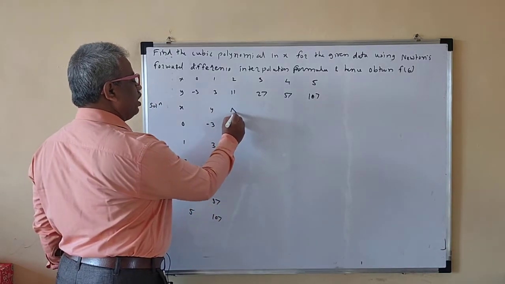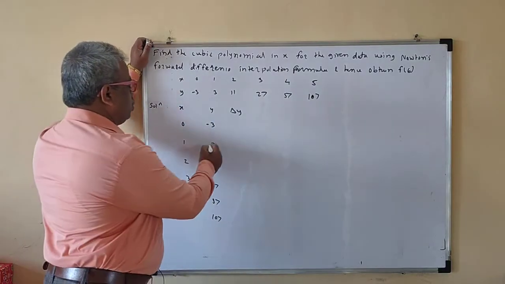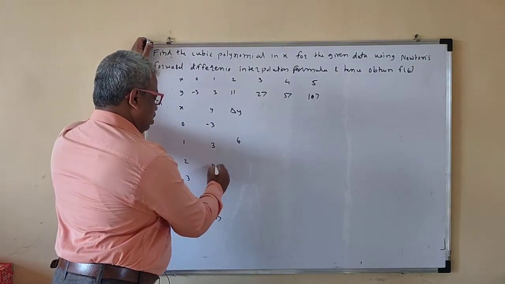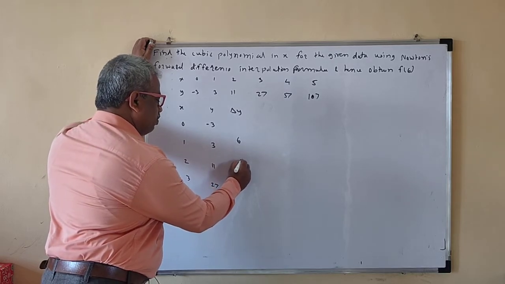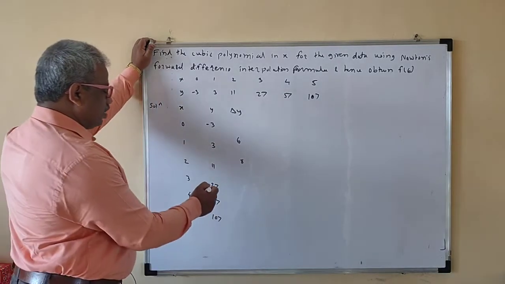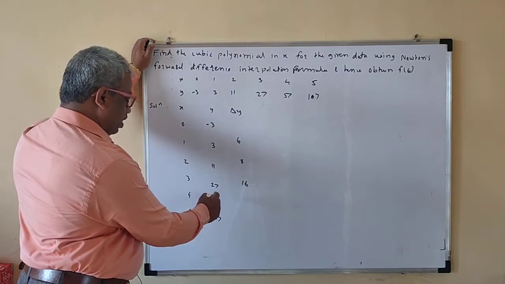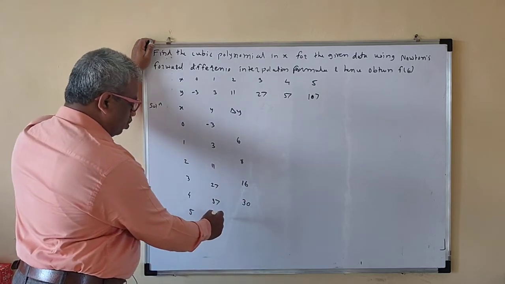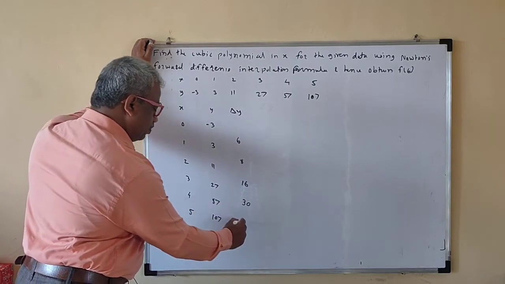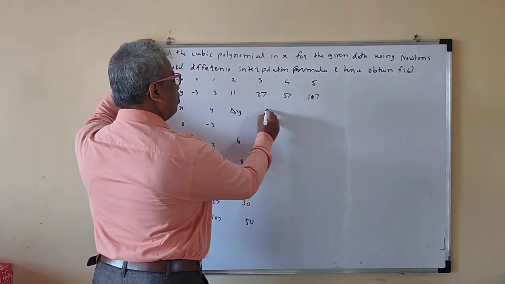First I will find delta y, the forward differences. 3 minus minus 3 is 6. 11 minus 3 is 8. 27 minus 11 is 16. 57 minus 27 is 30. 107 minus 57 is 50.